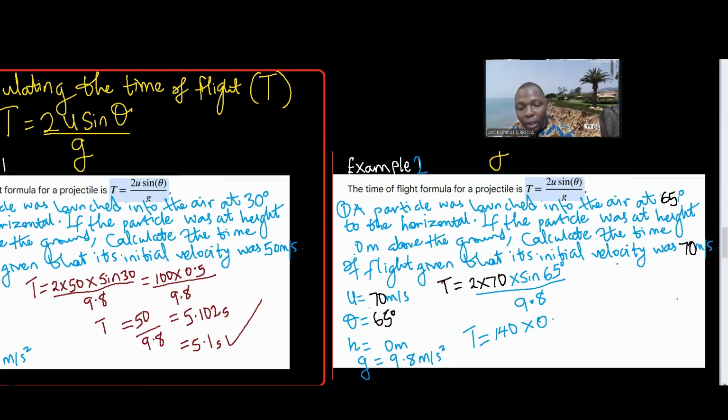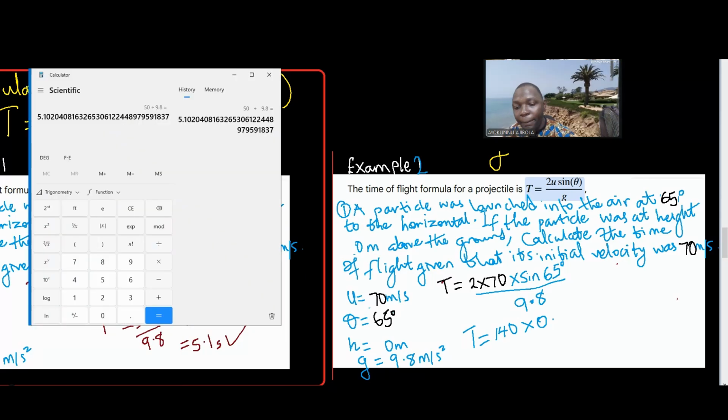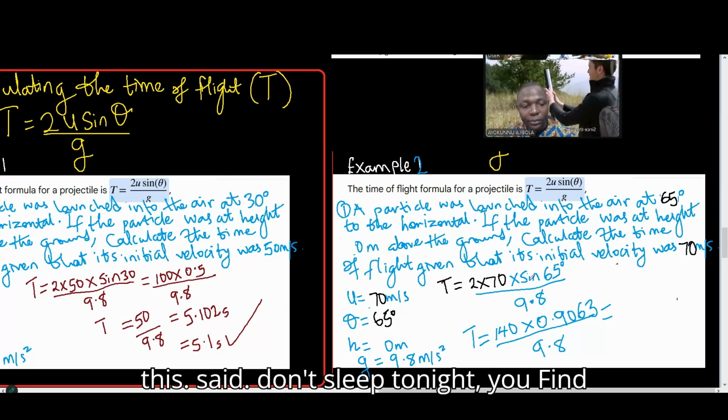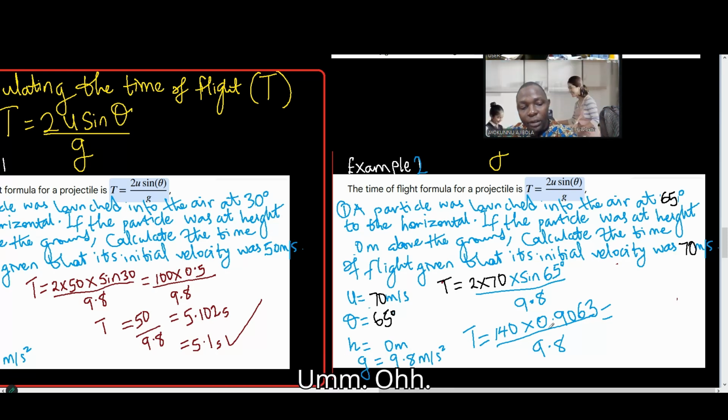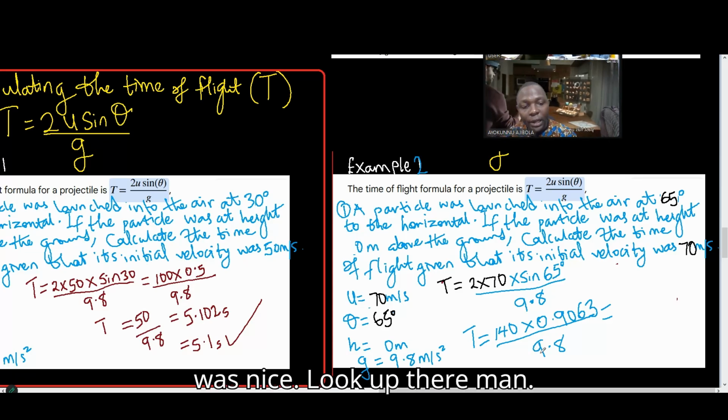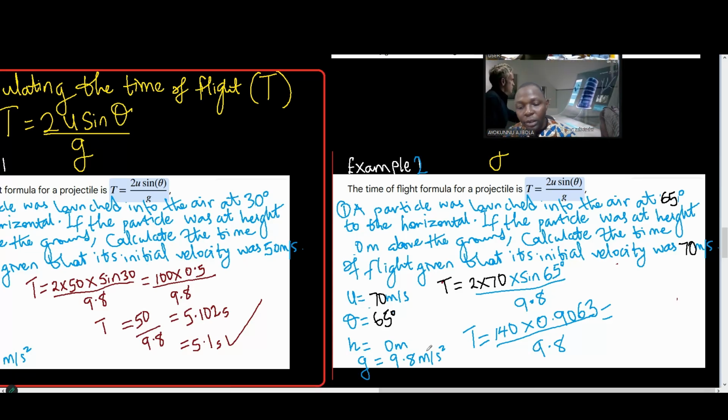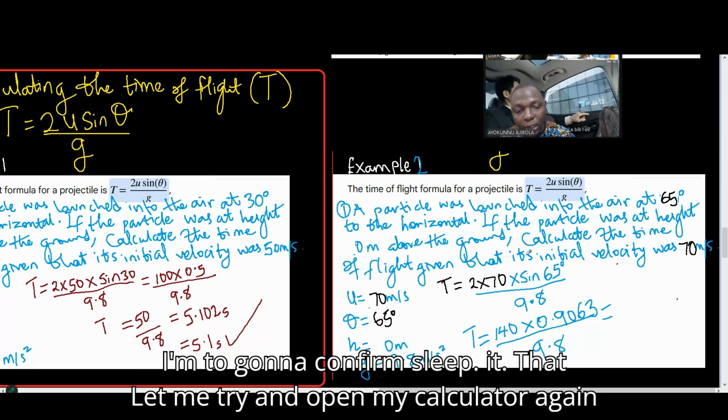I can't hear you. What is sine 65? 0.906. So we multiply 140 by sine 65, then we divide by 9.8. Let me try and open my calculator again to confirm it.